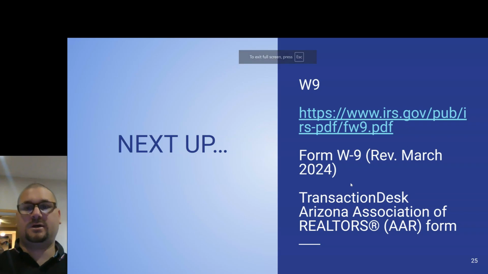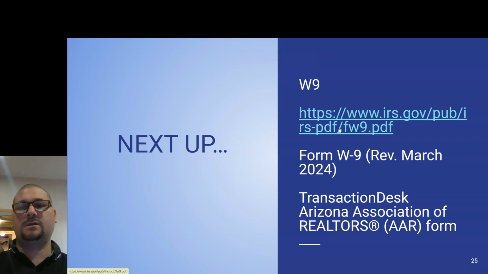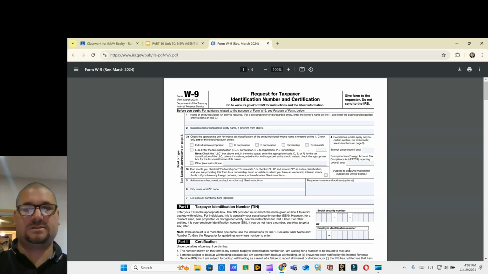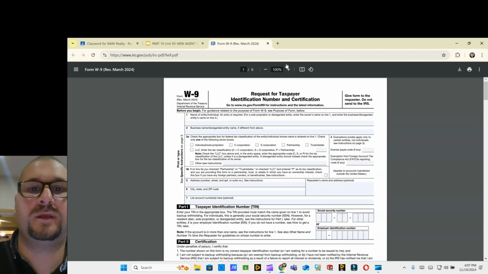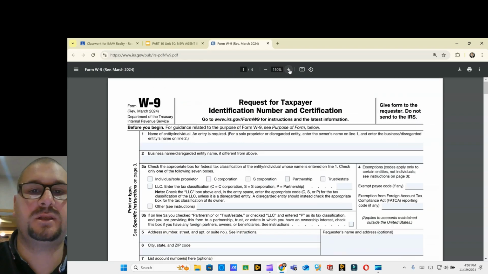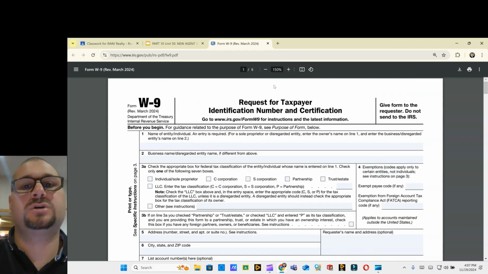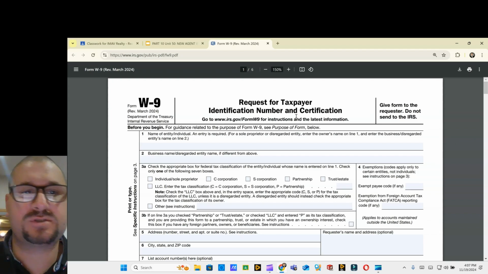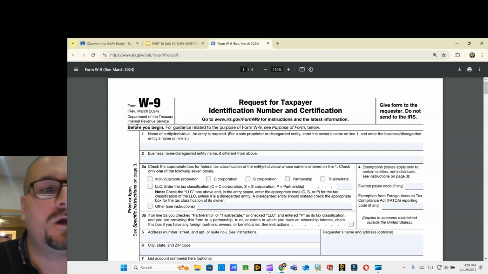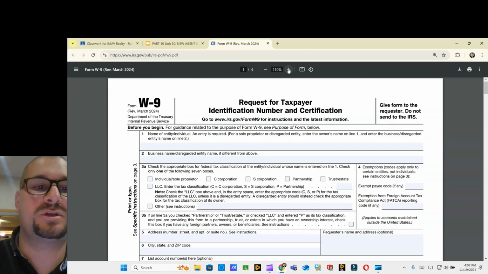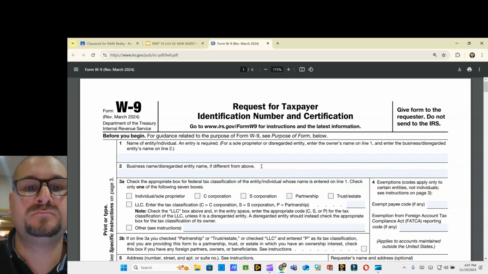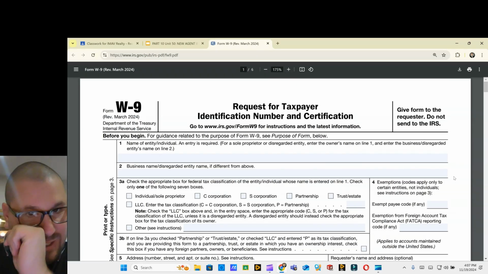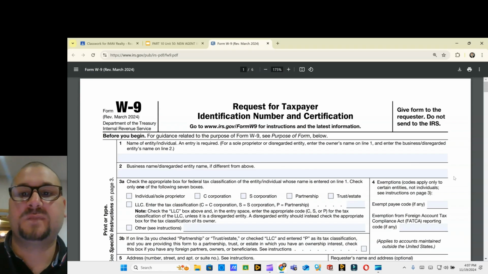So we're going to talk about the W-9. Here's the link. This link will give you all the information about the W-9. Always check the IRS website for the latest and greatest W-9 form. This is a request for taxpayer identification number and certification, from the Department of the Treasury, Internal Revenue Service. Go to www.irs.gov/form W-9 for instructions and the latest information.